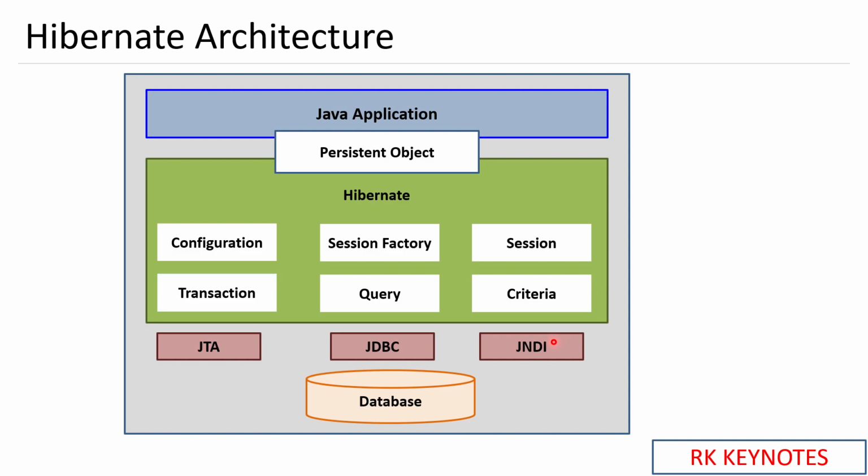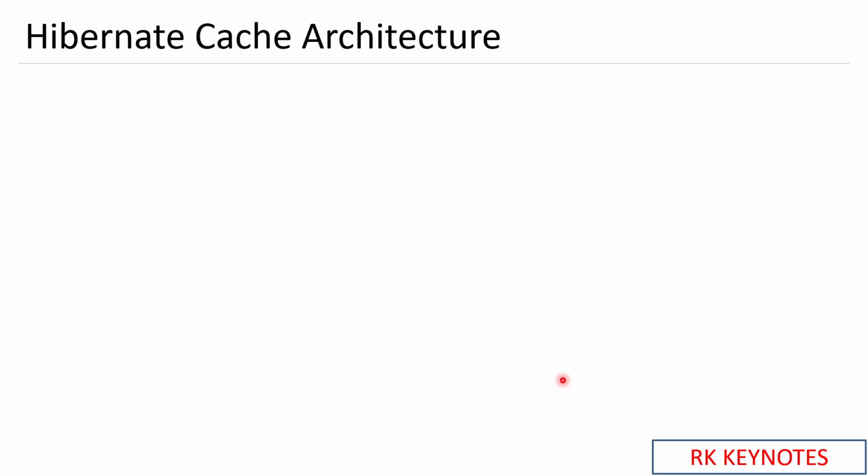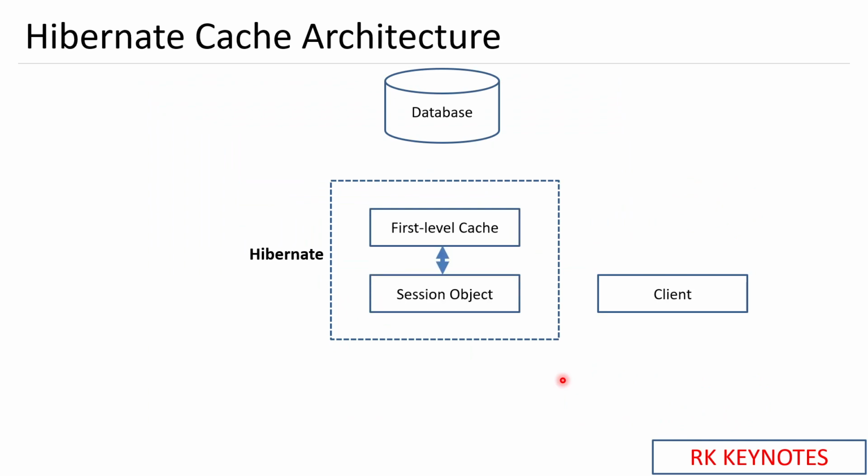Fine. So this is about the architecture of Hibernate, and we have six main objects inside the Hibernate framework, for which I have given a short explanation. Okay. Now, out of all these things, you can see that the session object is the core object, and these are all the internal APIs. We can see JTA, JNDI, JDBC, and now we'll talk about this Hibernate cache memory.